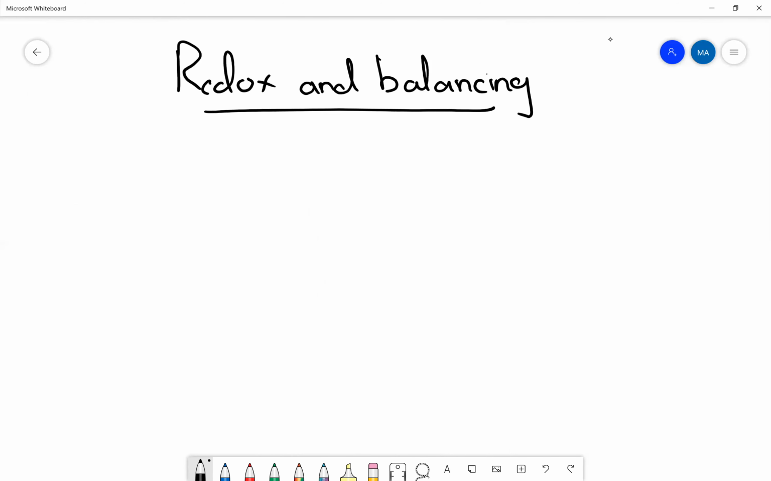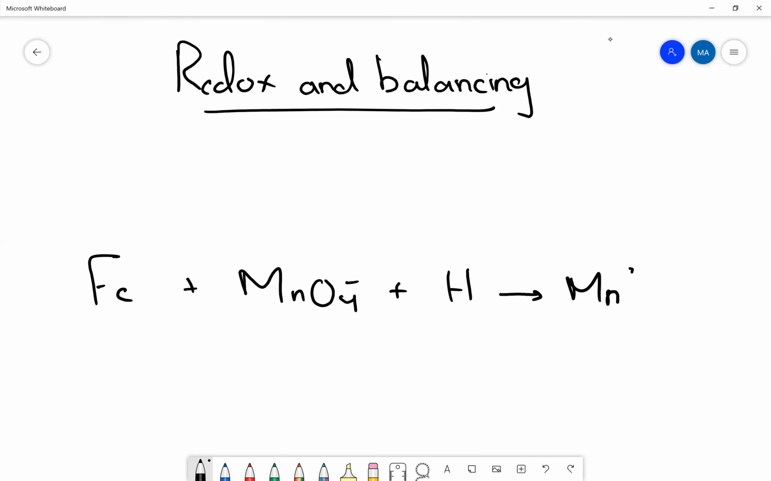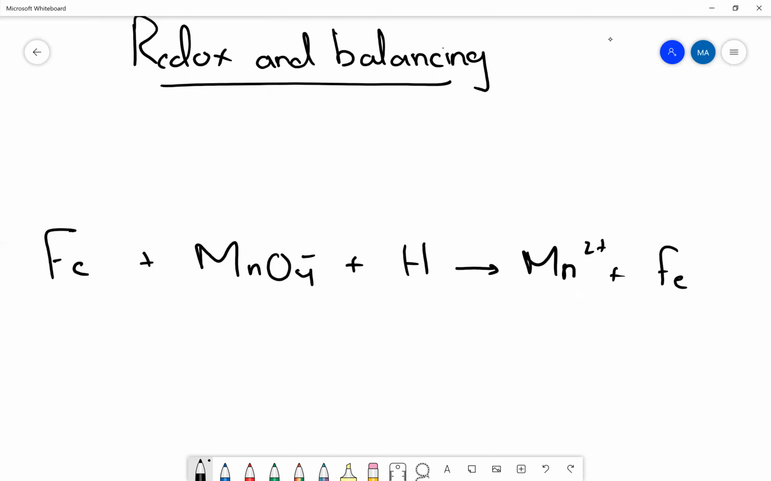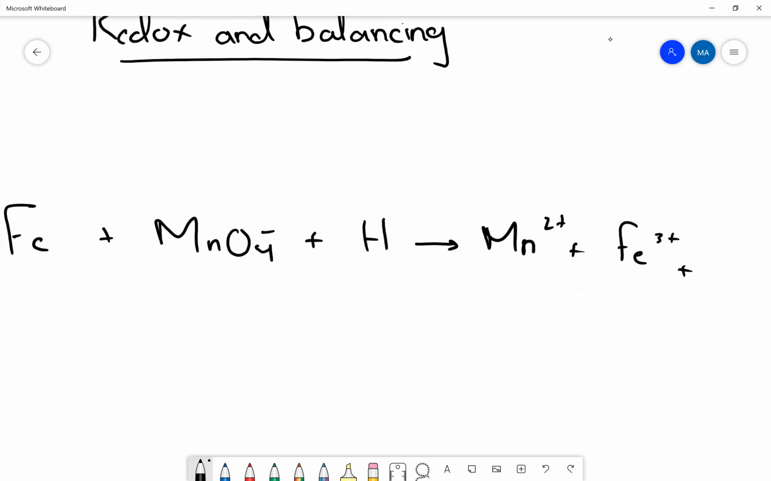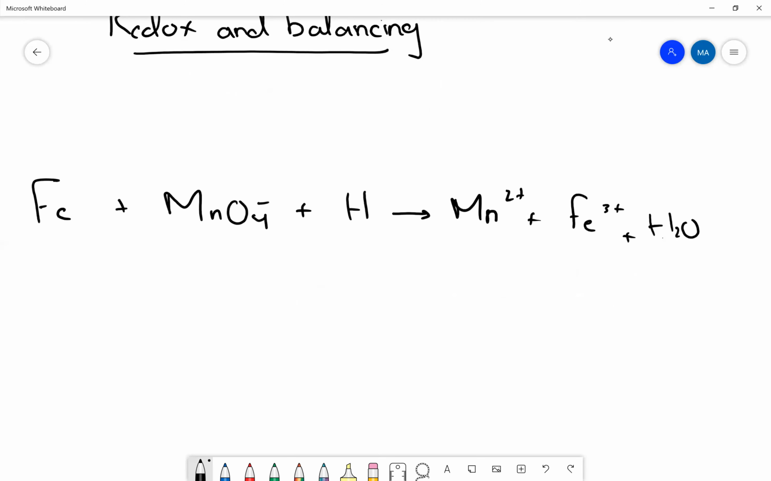So let me write down an equation here. Fe plus MnO4 negative plus hydrogen gives us Mn2 positive, plus H2O. So this is an equation that has compounds and ions, a mixed equation of ions and compounds. Now we're going to be using the rules of redox to first of all balance the equation by looking at the loss and gain of electrons, and then we'll use the conventional balancing methods.